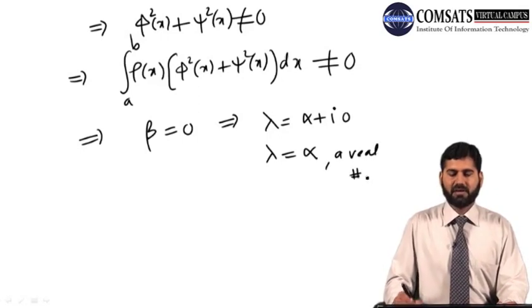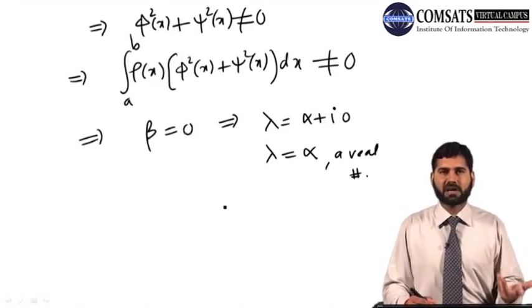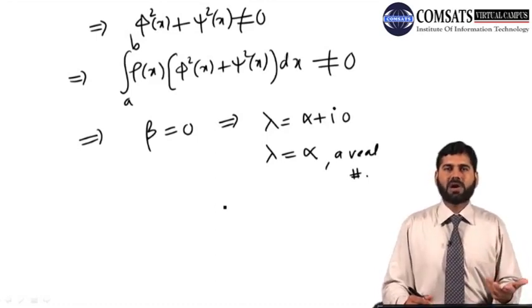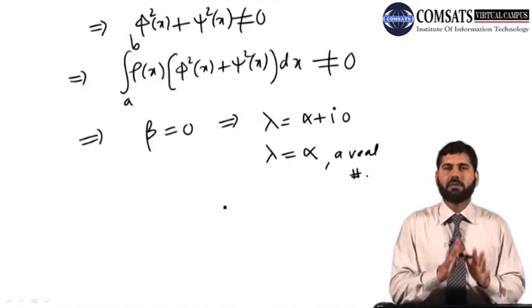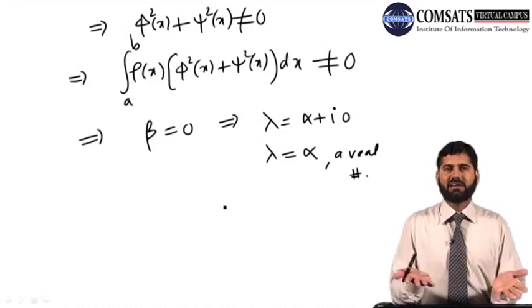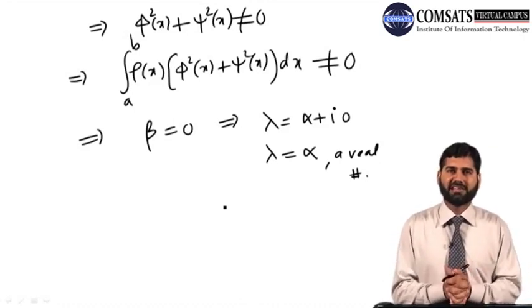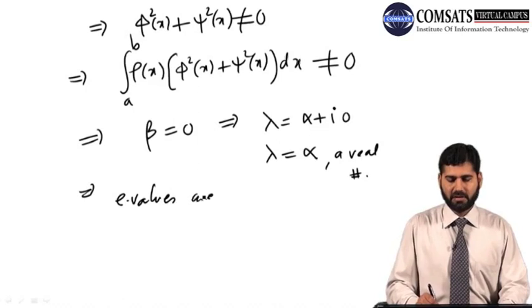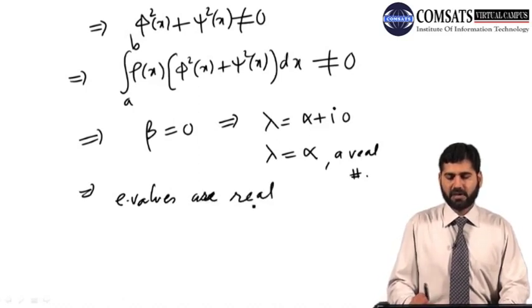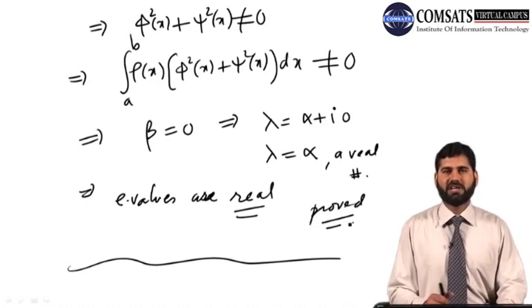Alright, so what we assumed at the beginning was that lambda can be complex, and we take lambda equal to alpha plus i beta. What we have proved at the end is that even if you take lambda to be complex, beta will come out to be equal to 0, and you will be left with only alpha, which is a real number. So eigenvalues have to be real in this case. Alright, so this implies that eigenvalues are real. Because the imaginary part has vanished, and this is what we needed to prove.